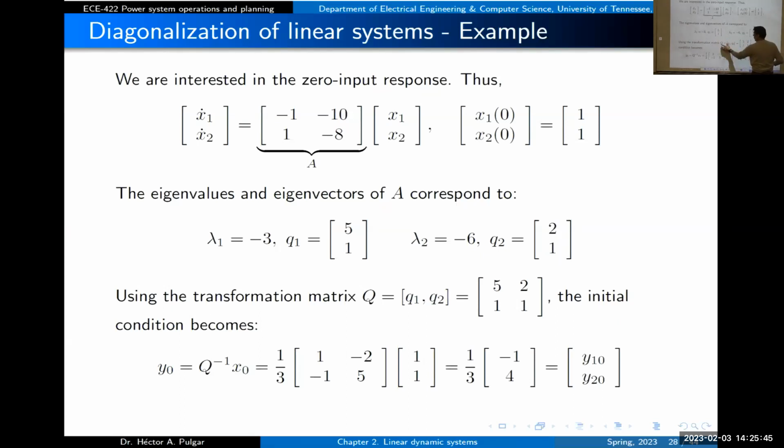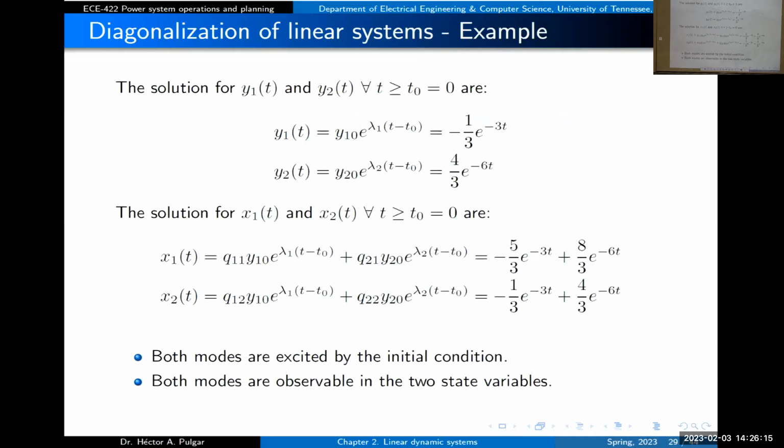With the two eigenvectors, we obtain the matrix Q, which is the one we're going to use to make the transformation, which is this one. And with that Q, from the initial condition we obtain the initial condition for the transformed system, which is this: -1/3 and 4/3, for the two new state variables. As we have determined these terms, these are the initial conditions right there. We multiply this by the exponential of lambda i (t minus t0). t0 is 0 in this case. And you have the solution for the variables y1 and y2.